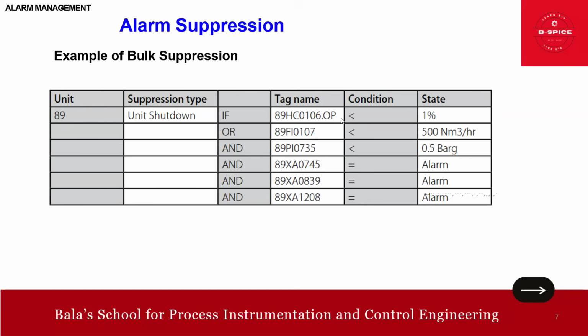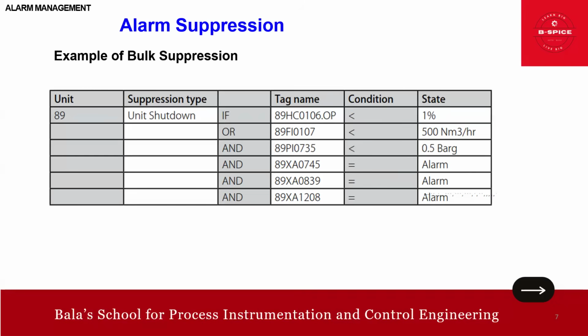89H0106.op is less than 1%, or if this one is less than 500 Nm cube per hour and this one is less than 0.5 bar and this one equals alarm, and this one equals alarm, and this one equals alarm. So likewise we can set, that is what I meant here.